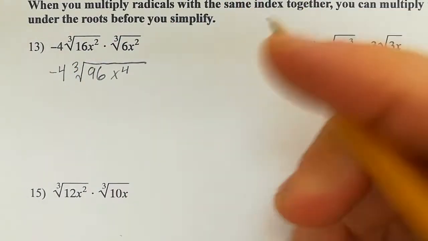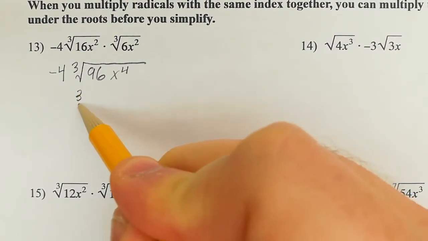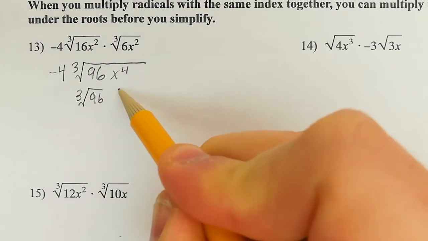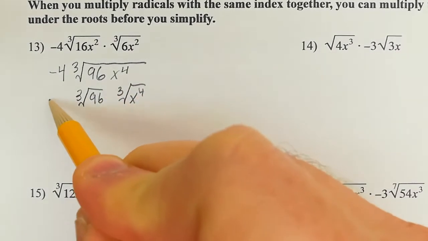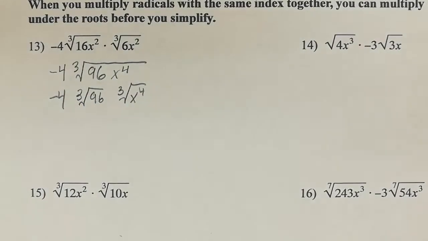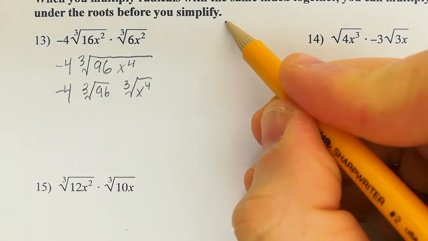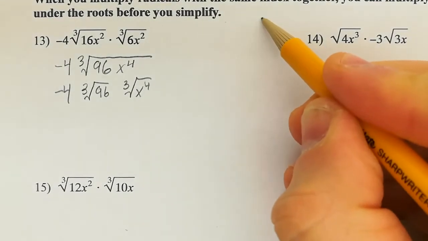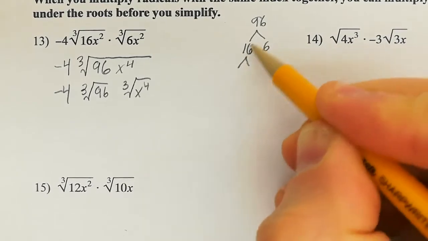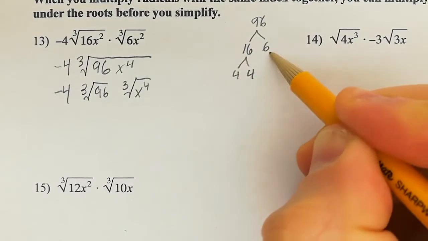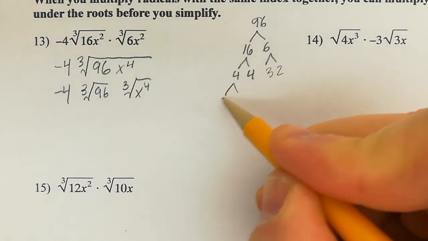So let's do that. Let me break this up just like we did on the front side, and then we can go ahead and keep that negative 4 out front. All right, so the 96, we need to see if we can take out a perfect cube out of it. So 96, 16, I just, for some reason, like breaking down 96 that way. It seems to come up a lot here, doesn't it? 96.